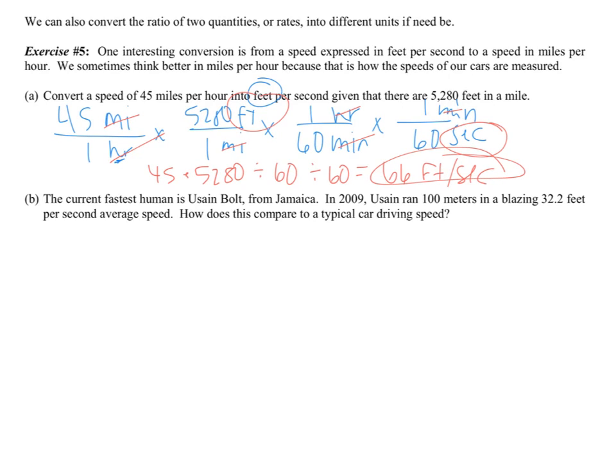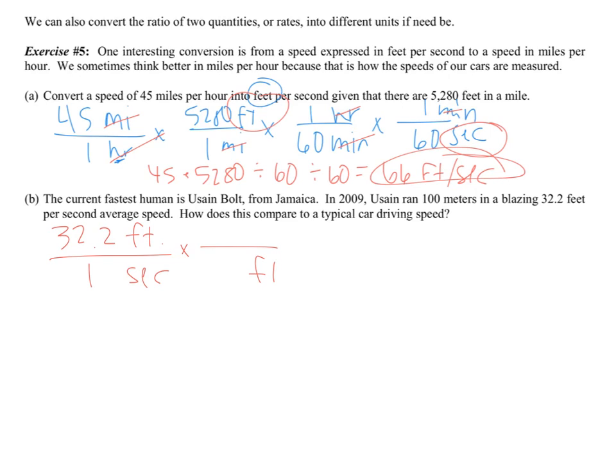So the current fastest human is Usain Bolt from Jamaica. In 2009, Usain ran 100 meters in a blazing 32.2 feet per second average speed. How does this compare to a typical car driving speed? We know that car driving speed is miles per hour. So we're going to go from 32.2 feet per 1 second. And first, let's do the feet and make it a mile.